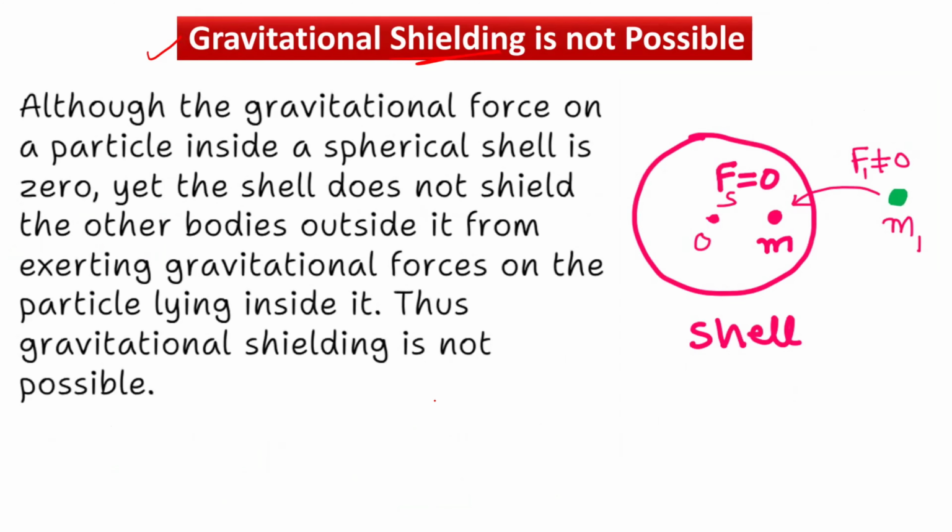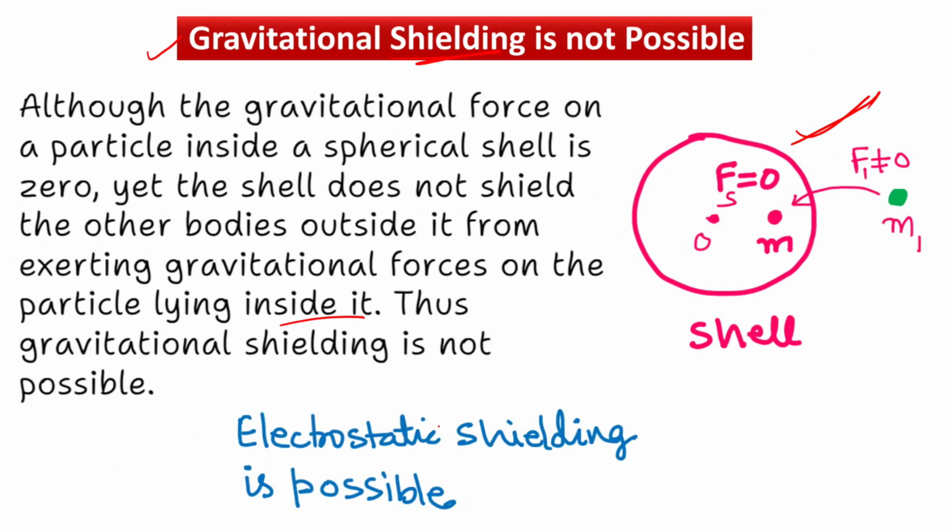Now, gravitational shielding. What is gravitational shielding? Although the gravitational force on the particle inside the spherical shell is 0, as we have just discussed, yet the shell does not shield the other bodies outside it from exerting gravitational forces on the particle lying inside it. As you can see in this diagram, gravitational shielding is not possible, but electrostatic shielding is possible.